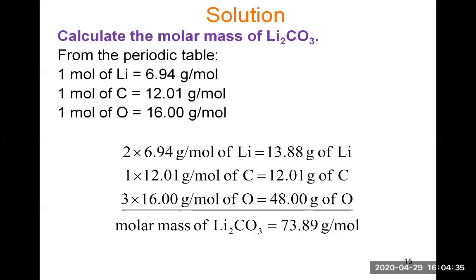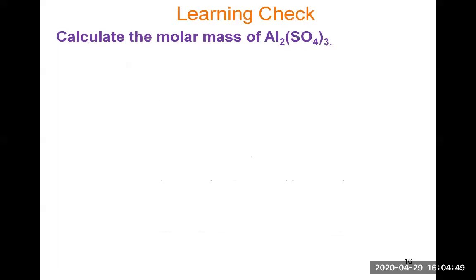And so here, when you add them together, the molar mass of lithium carbonate is 73.89. So make sure you know how to do this. Let's practice some more with another compound formula. So please pause the video and learn how to do this on your own before you watch the answer. It is important you learn to do this on your own.